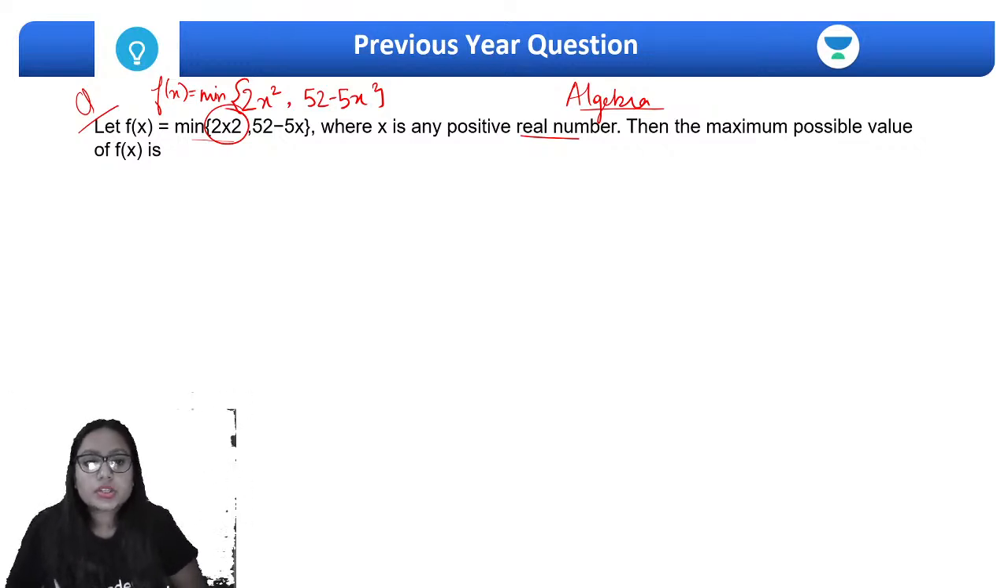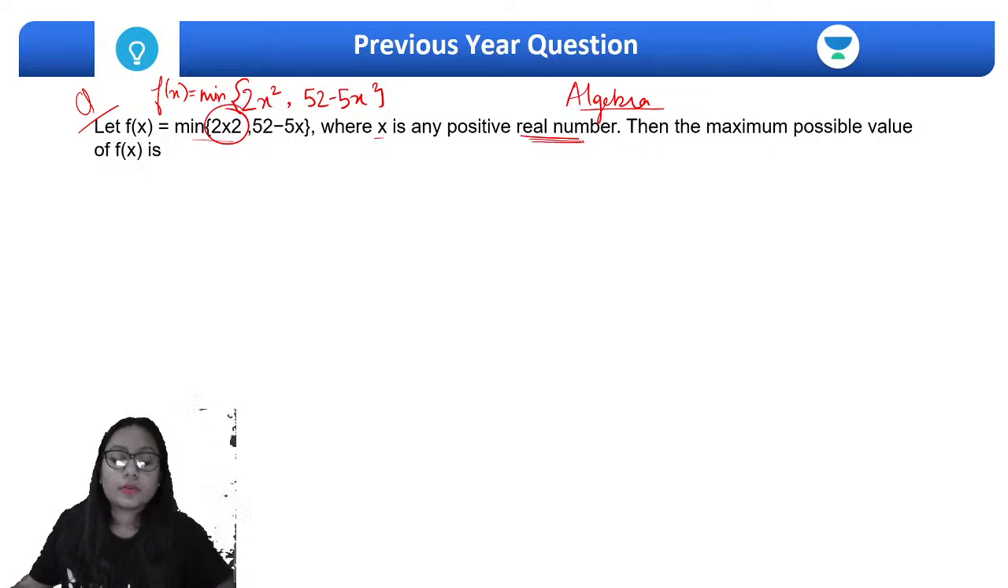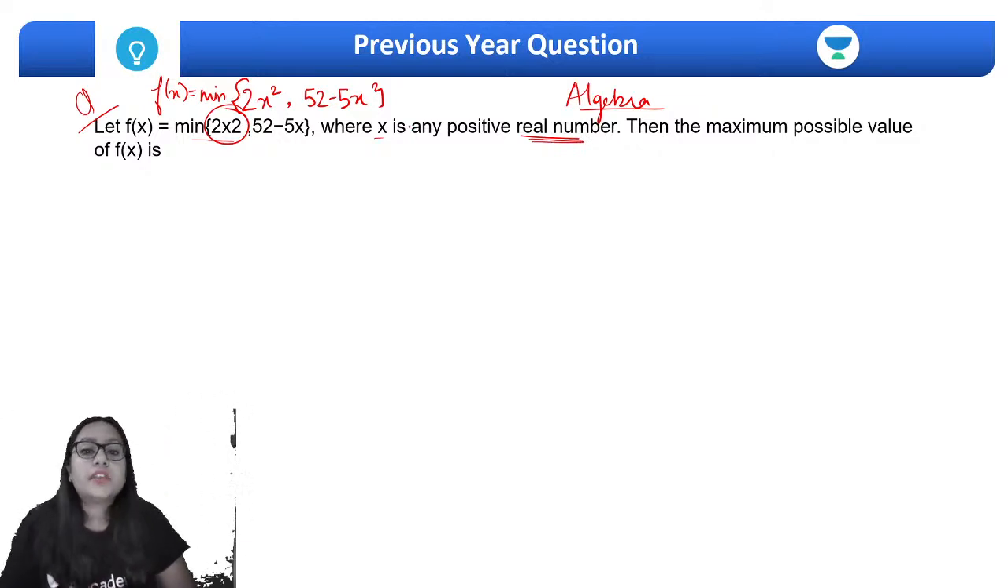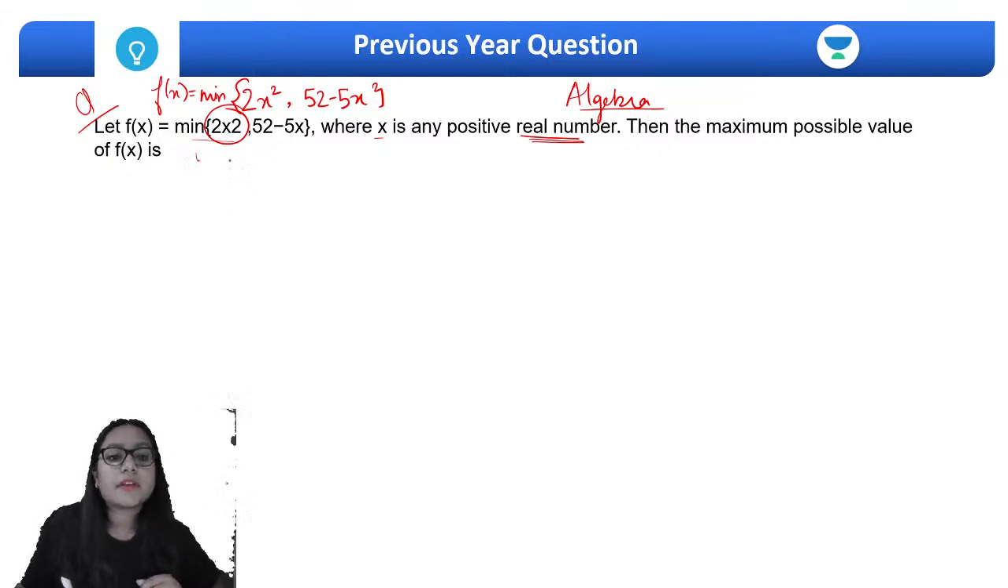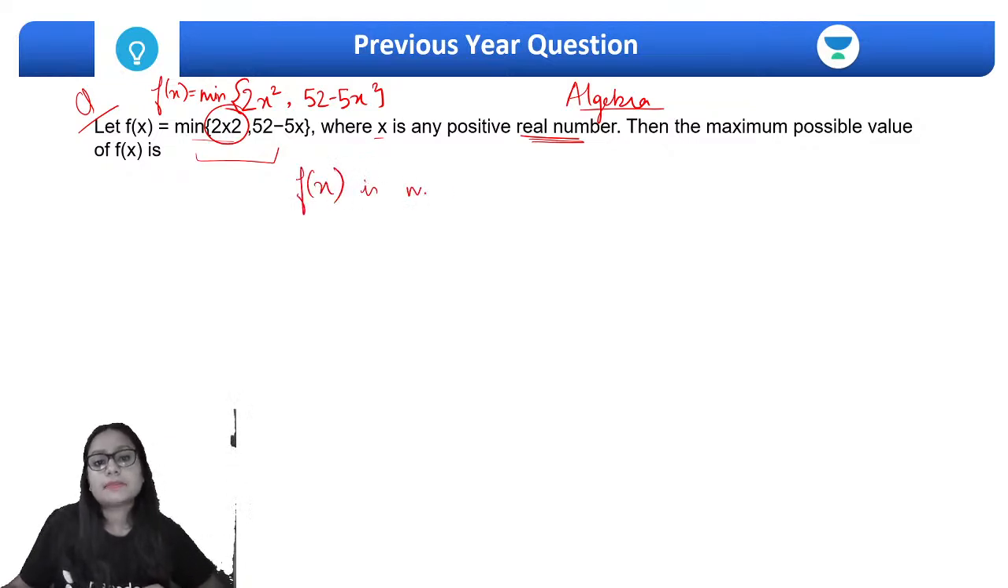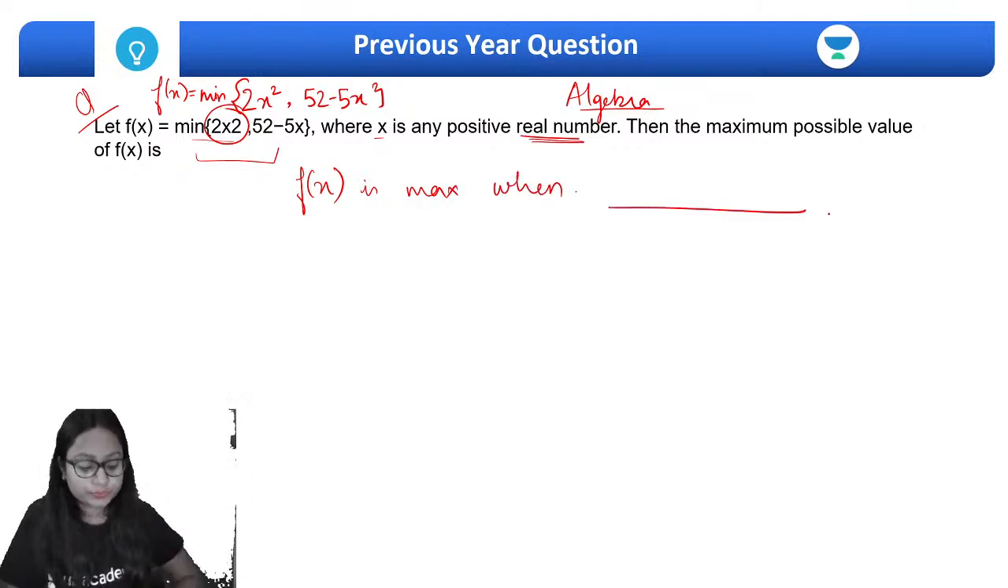So how will you solve this question using trial and error? You mean to say that you are taking different values of x here? Yeah, but see, you have left one point here. It is given that x is a real number. It is not necessary that x is a positive integer. x can take fractional values also. So think in this way. Just think, when will this function be maximum? f(x) is max when? Just think about this. This is a hint for you.